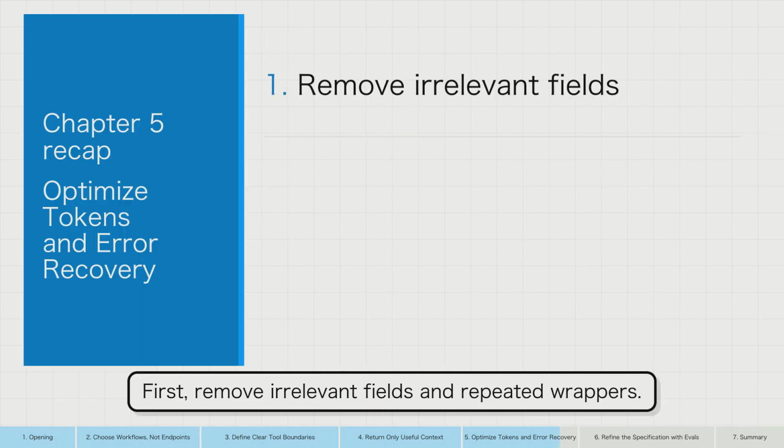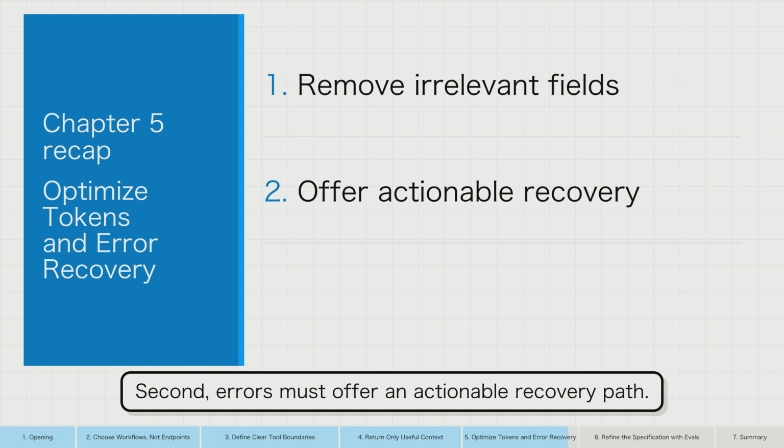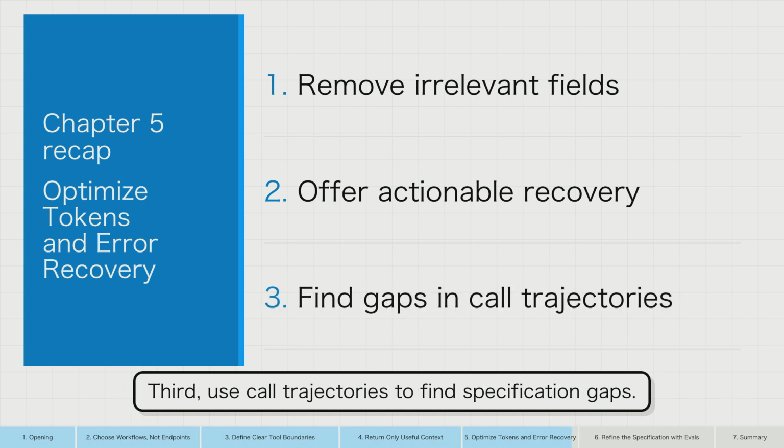Chapter Recap. First, remove irrelevant fields and repeated wrappers. Second, errors must offer an actionable recovery path. Third, use call trajectories to find specification gaps.